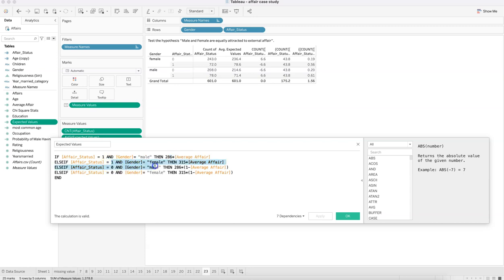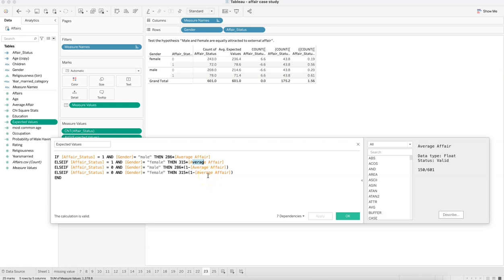If affair is present and female is there, then average affair. And when affair is not present, the probability becomes the opposite. So 25% is the average affair value. I know it because I saw it. So 1 minus 25% becomes 75% when the affair is not present, and that's what it is showing over here.